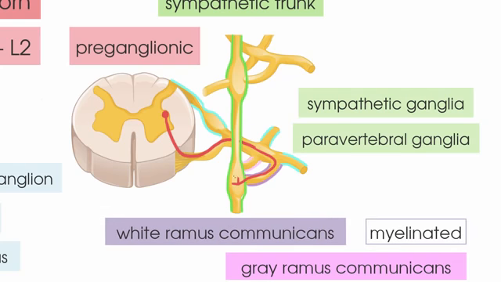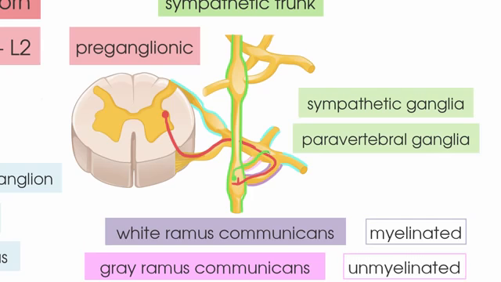Some of the preganglionic fibres form a synapse with the postganglionic neurons within the sympathetic ganglion, and then they leave through the grey ramus, and it's called grey because it's unmyelinated. The postganglionic neuron leaving via the grey ramus then joins back to the spinal nerve, and it follows the spinal nerve to supply its target organ.